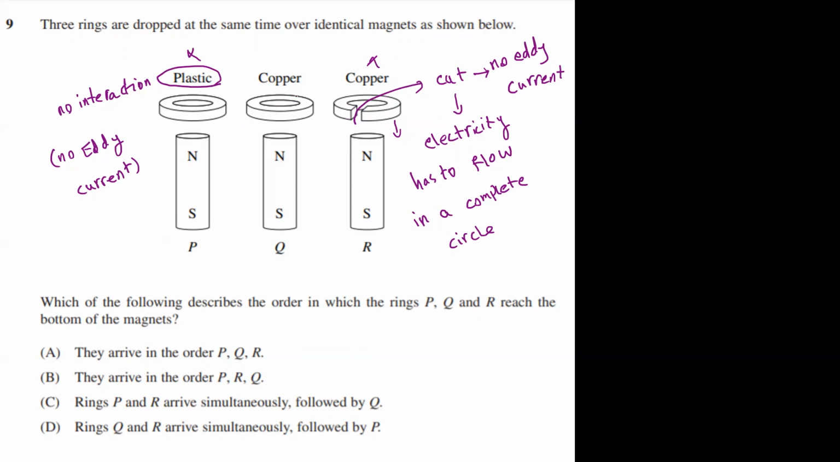What about this one? It's copper, a metal, and definitely it has eddy current. And we know the direction of eddy current should be such as to oppose the change. So if you drop it, the eddy current needs to oppose the change, so it makes a force upward, and it slows down the copper ring. So as a result, the answer should be that rings P and Q arrive simultaneously, followed by R, which is this one, the slowest. So the answer should be C.